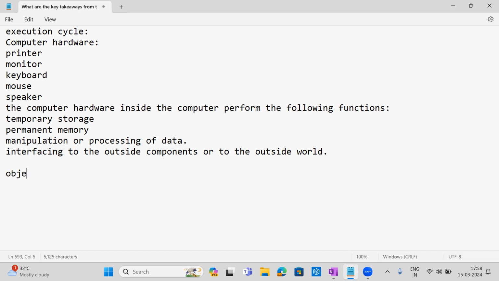Now we will discuss some objective questions. Computers gather data, which means that they allow users to do what? Computers gather data, which means that they allow the users to input the data.